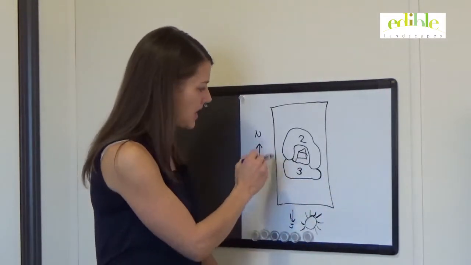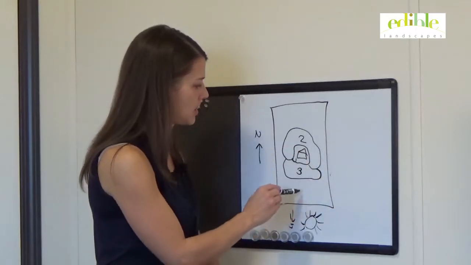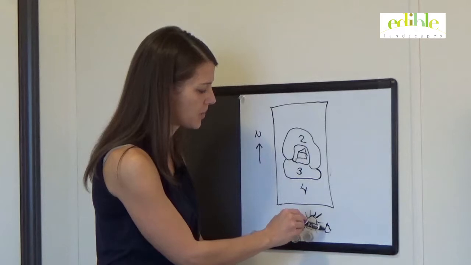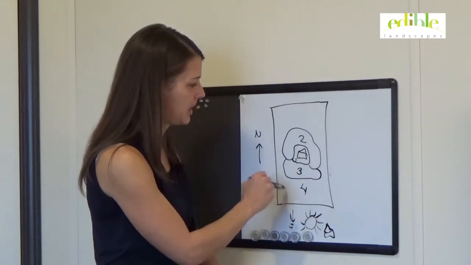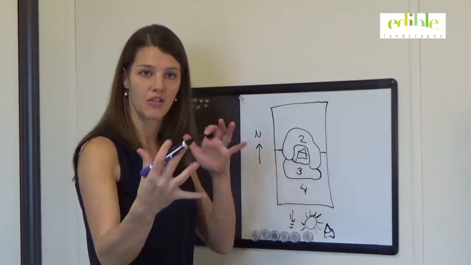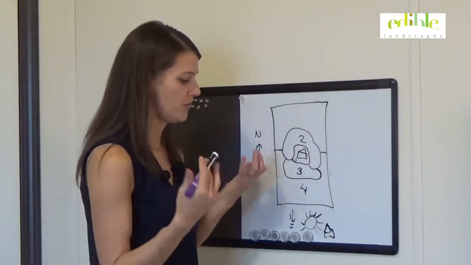And then outside of that, if we wanted a little bit of privacy, perhaps from some neighbors that were living over here as well, then we could put in a band of zone 4 just to be able to kind of block a lot of the undesirable views.